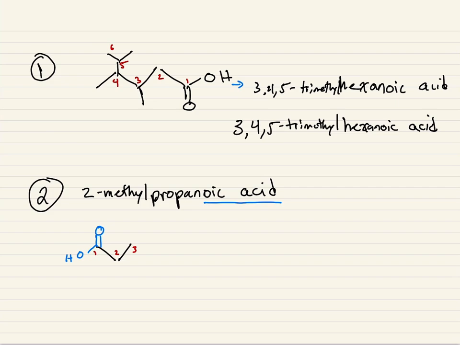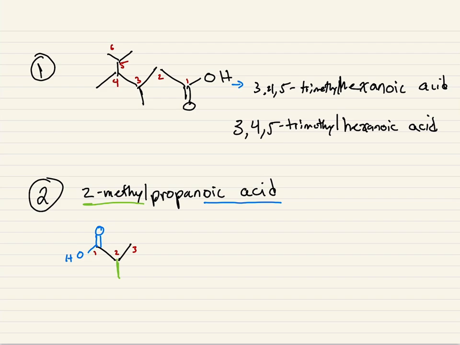And 2-methyl means there's a methyl group on the second carbon, right? So this is what 2-methyl propanoic acid is. And this is the IUPAC name for this. This is probably called isopropionic acid, if I had to guess the common name for this, right?